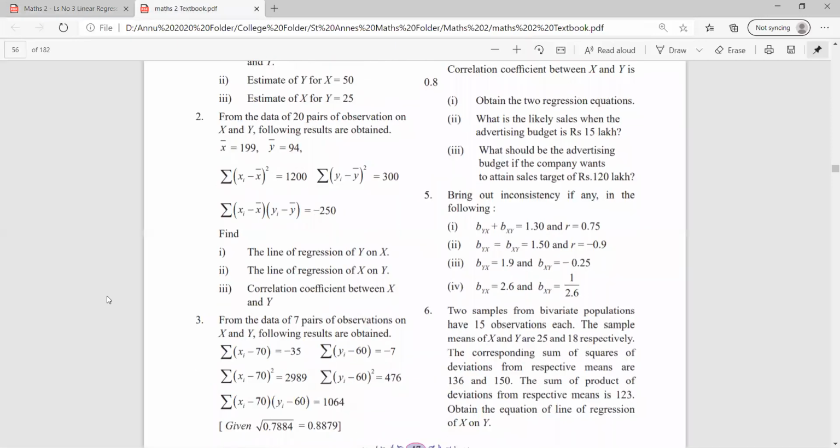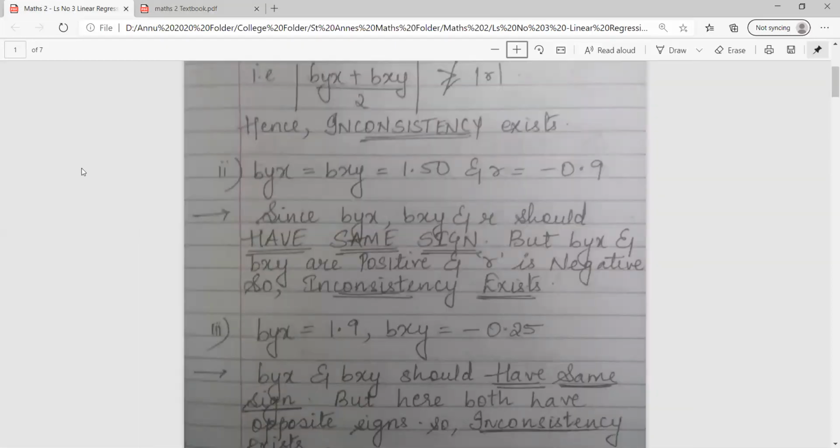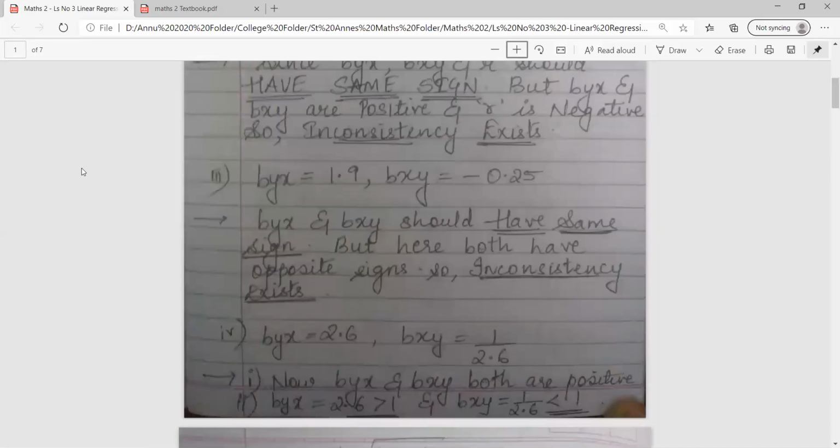Coming to the third one, byx is 1.9, bxy is minus 0.25. So again there is inconsistency because just now I told you both the regression coefficients should have the same sign. One cannot be positive and the other negative. So again there is an inconsistency.